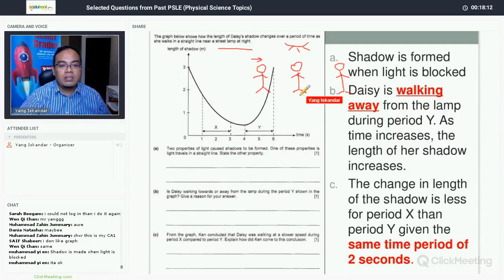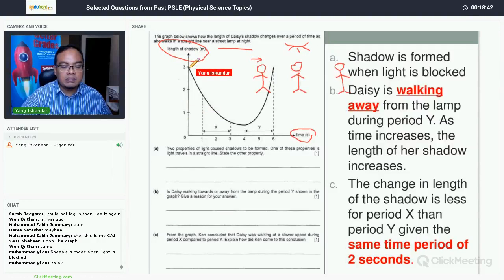Okay, so you have the graph here. When you see a graph, very important, firstly, you look at the axes. What are the variables in the axes? You can see here, the vertical axis is the length of the shadow, and the horizontal axis is the time in seconds. So the horizontal axis is the time: 1 second, 2 seconds, 3 seconds, 4 seconds, 5 seconds, 6 seconds. And the vertical axis here is the length of the shadow.